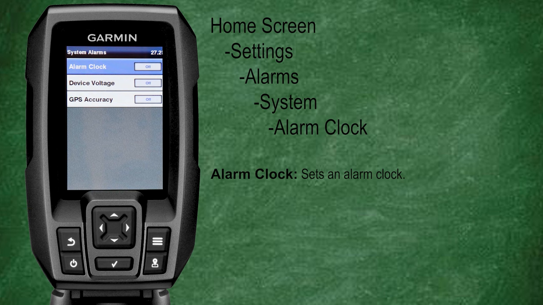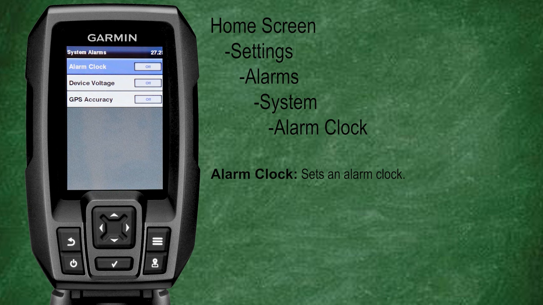Under GPS accuracy, you have the option to set an alarm for the GPS accuracy. When you turn your GPS accuracy alarm to on, you can select the GPS accuracy limit, and if your GPS accuracy falls below that limit, you will receive an alarm. So, if you set your GPS accuracy alarm for 25 feet, any time the GPS accuracy is not within 25 feet, your fish finder will give you an alarm.